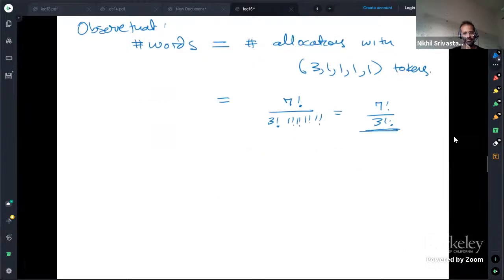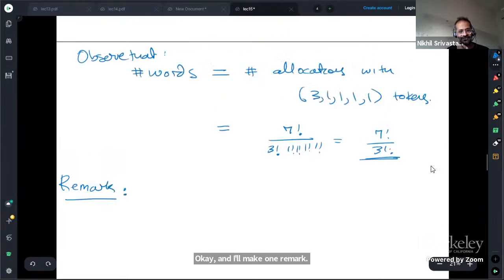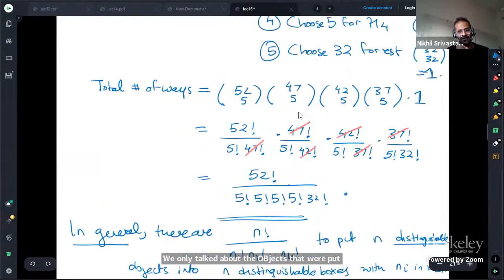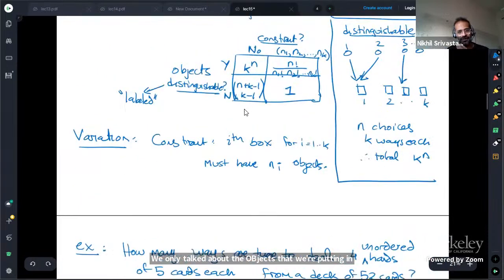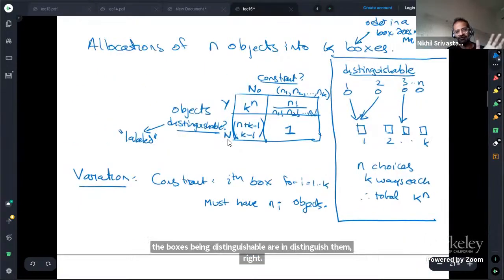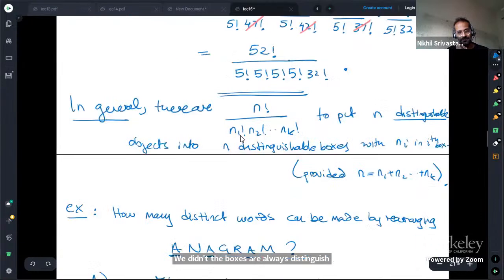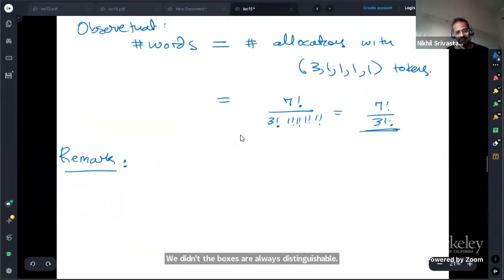Okay, and I'll make one remark. We only talked about the objects that we're putting in the boxes being distinguishable or indistinguishable, right? The boxes were always distinguishable. So you can ask the question, what happens if the boxes are indistinguishable? If the boxes don't have labels?